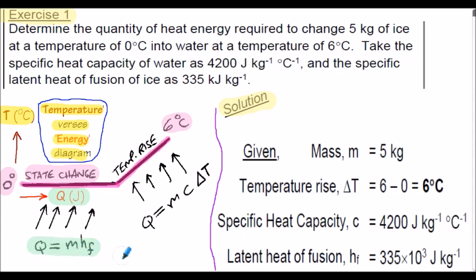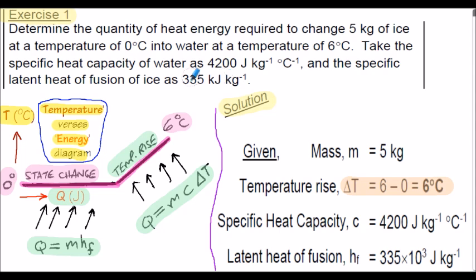Q is equal to mHF, and the Q required to change the temperature, Q is equal to mc delta T. I'll let you review this solution at your own pace. It's based on the solution for example 1. Just make sure you calculate the change in temperature correctly.